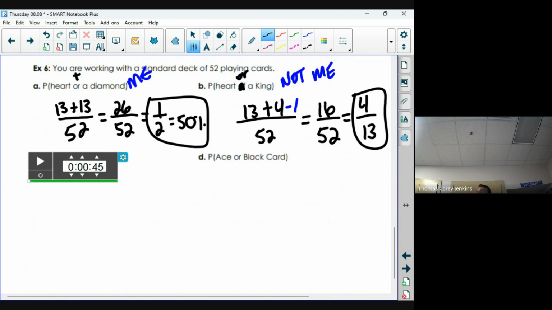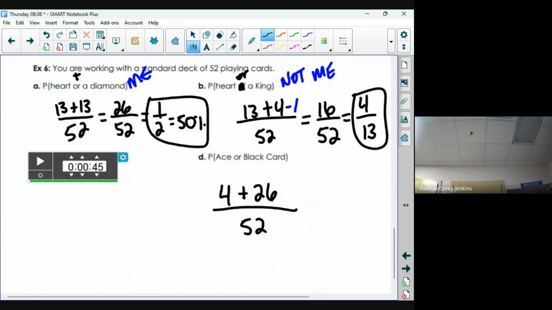Any questions? All right, let's do one more together and then have you guys try just a few of them on your own there. All right, so what about example D there? Ace or a black card, okay? So 4 aces plus how many black cards? We haven't discussed that yet. Yes, 26, right? So two of the four suits are black. The other 2 are red. Okay. So 13 and 13 gives me 26 black cards, right?